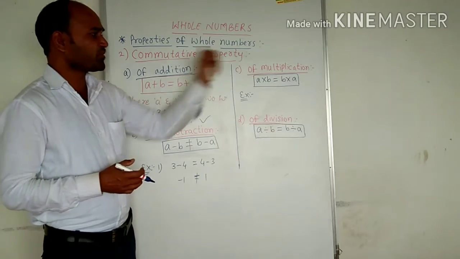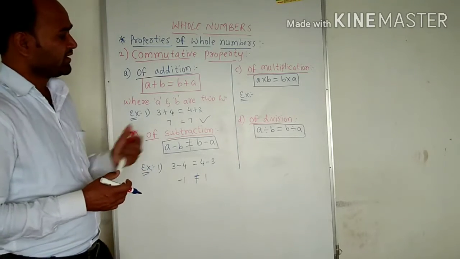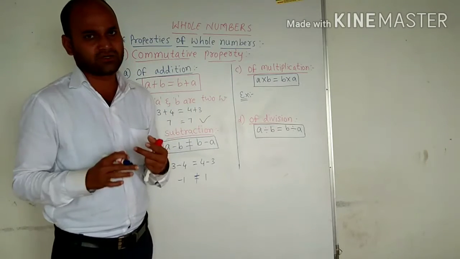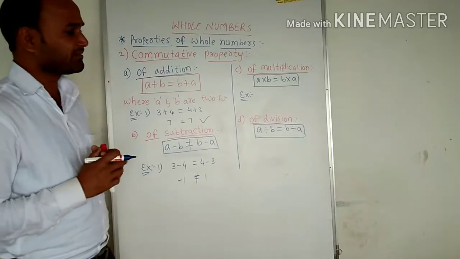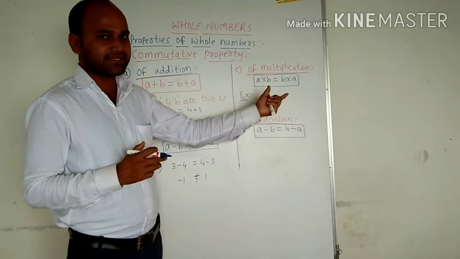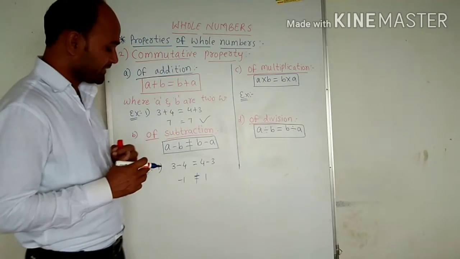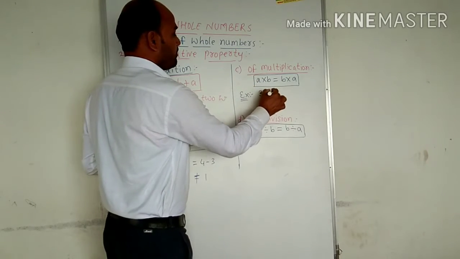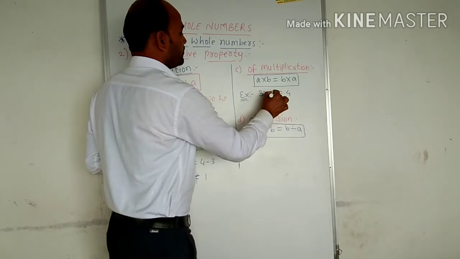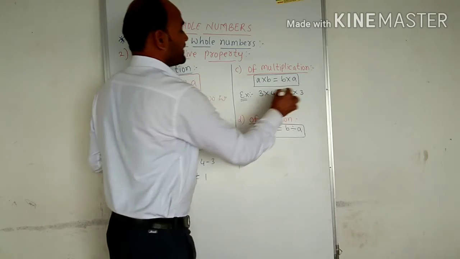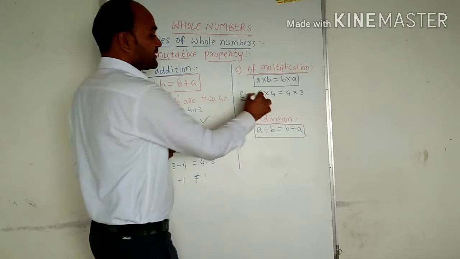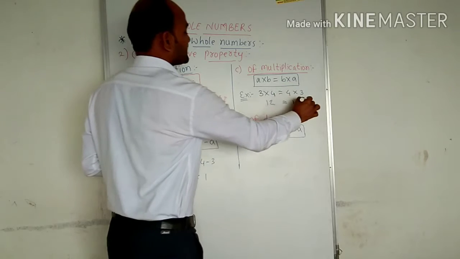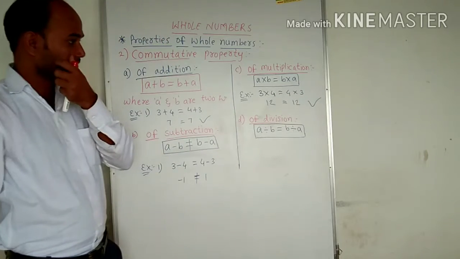Next we can see the commutative property of multiplication. Two whole numbers can be multiplied in any order, and the answer remains the same. Let me check with examples. A and B are two whole numbers, that is 3 into 4 or 4 into 3. Here 3 4s are 12 and 4 3s are 12. Both the answers are the same. This property is satisfied.